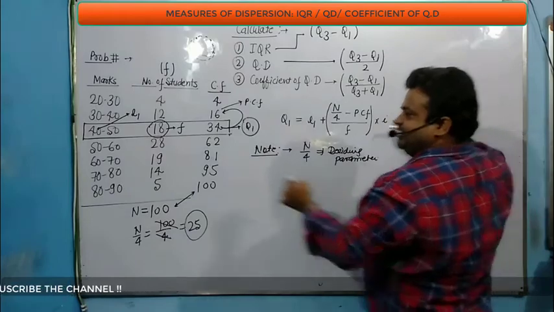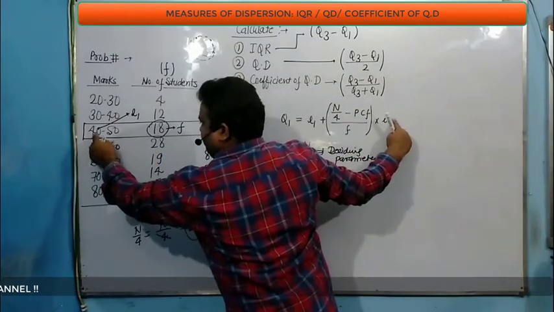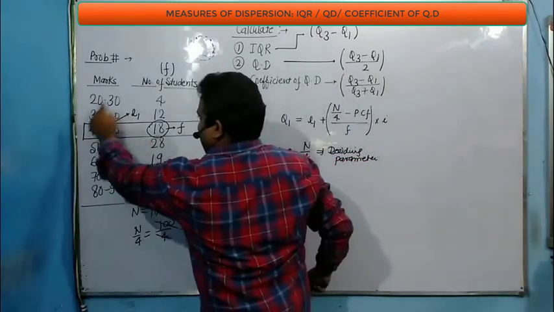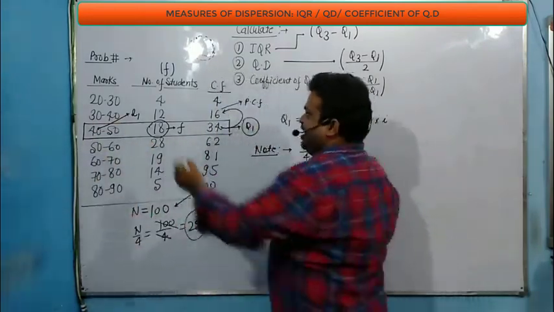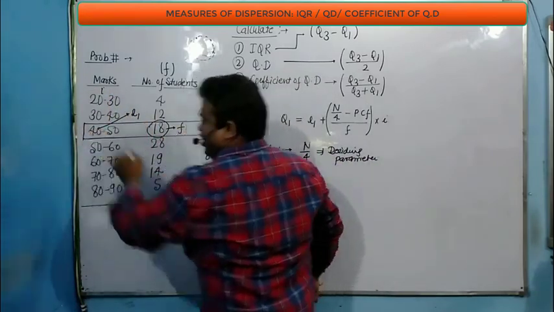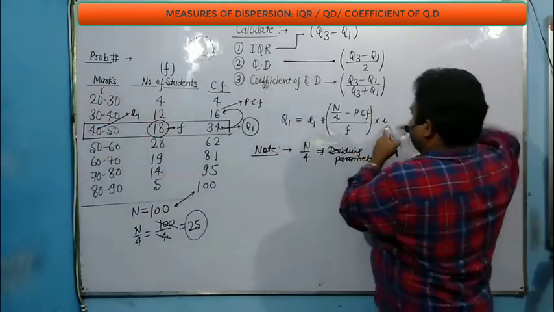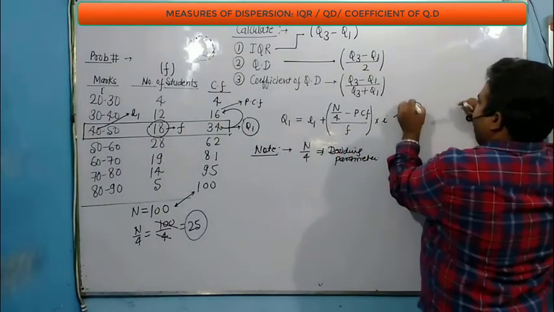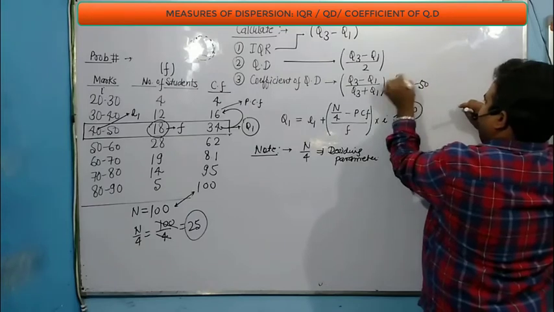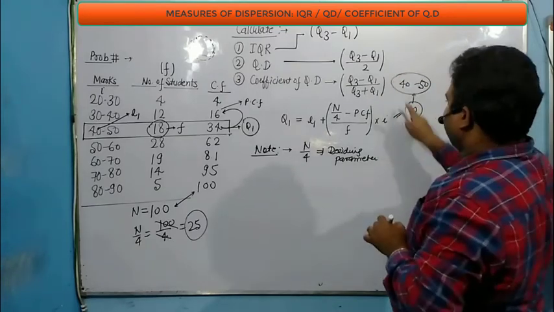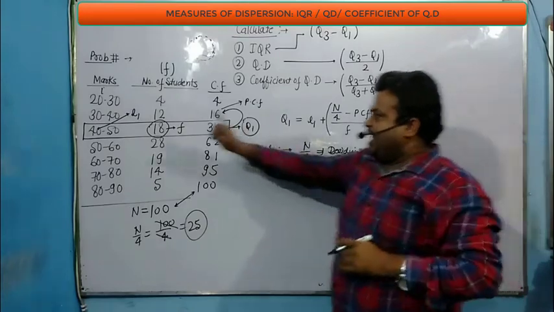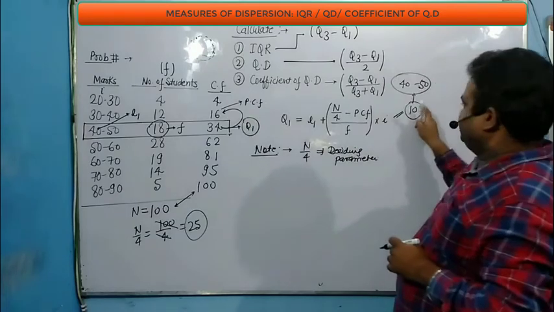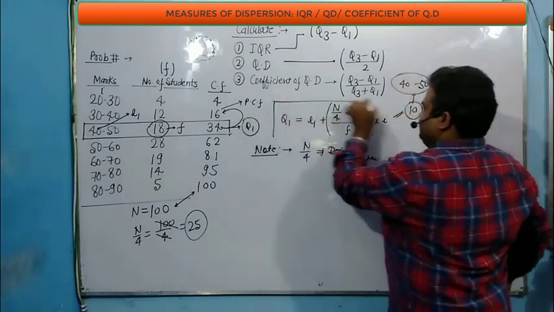What is I? I is the class interval range. From 40 to 50, there is a difference of 10. Everywhere there is a difference of 10. So my I value is the difference of the higher limit and lower limit, which is 10. Now I am putting L1, which is 40, F, which is 18, PCF, which is 16, and I, which is 10, in this formula.